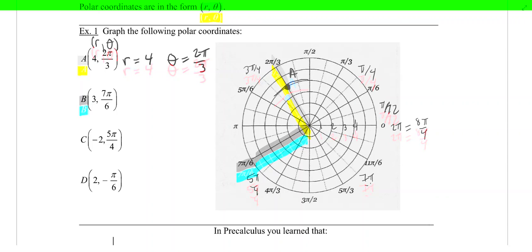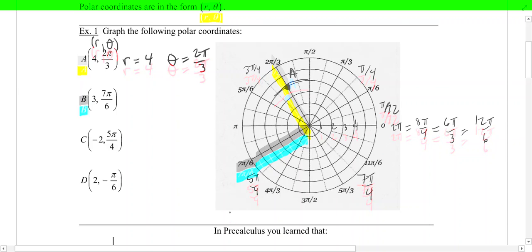Let me change my eraser. Might as well just start over. Here we go. So this is 7 pi over 4. And if we do thirds, it's 6 pi over 3. If we do sixths, it's 12 pi over 6. That's 2 pi. And you need to know that.